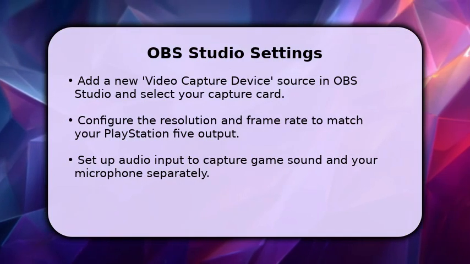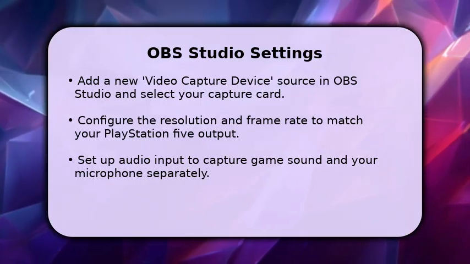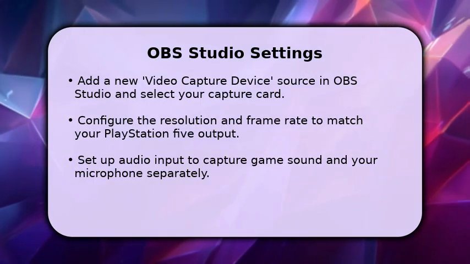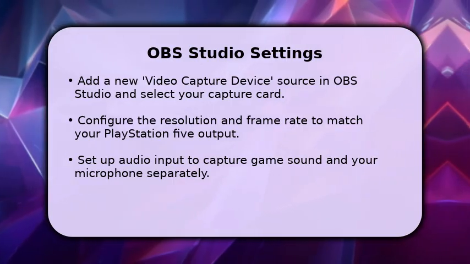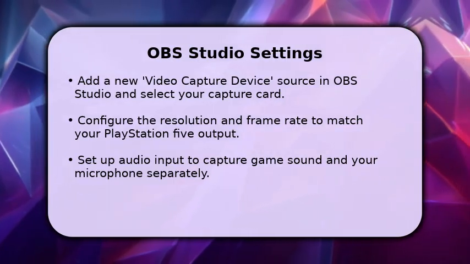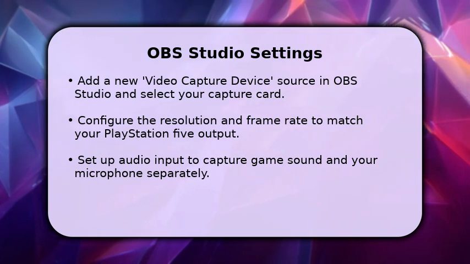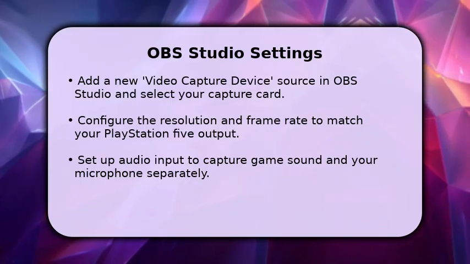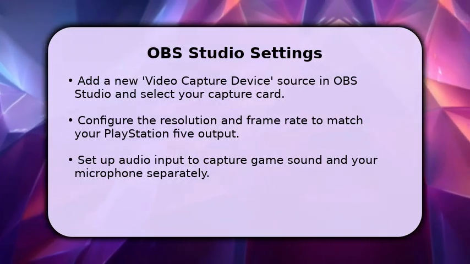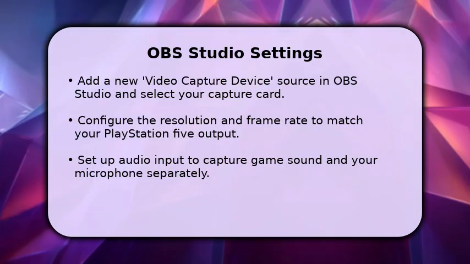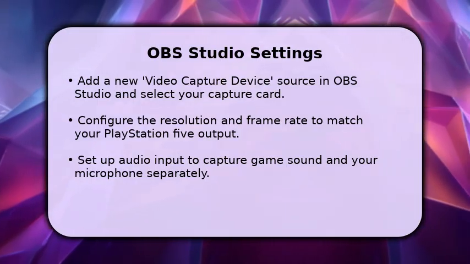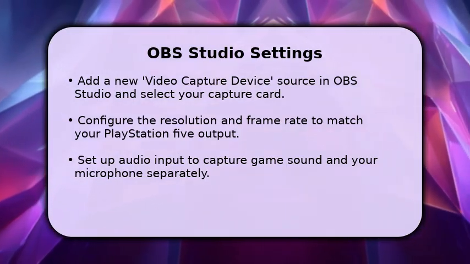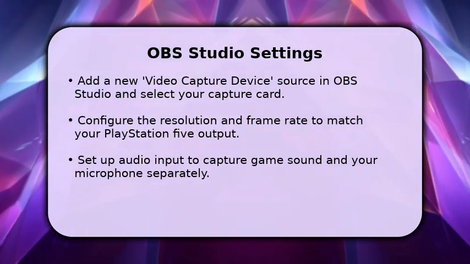Now, open OBS Studio and add a new video capture device source. Select your capture card from the list and configure its properties to match your PlayStation 5's resolution and frame rate, typically 1920 by 1080 at 60 frames per second. Ensure your audio input is correctly set up for both game sound and your microphone. Adjust the audio monitoring to hear your game audio clearly while streaming.